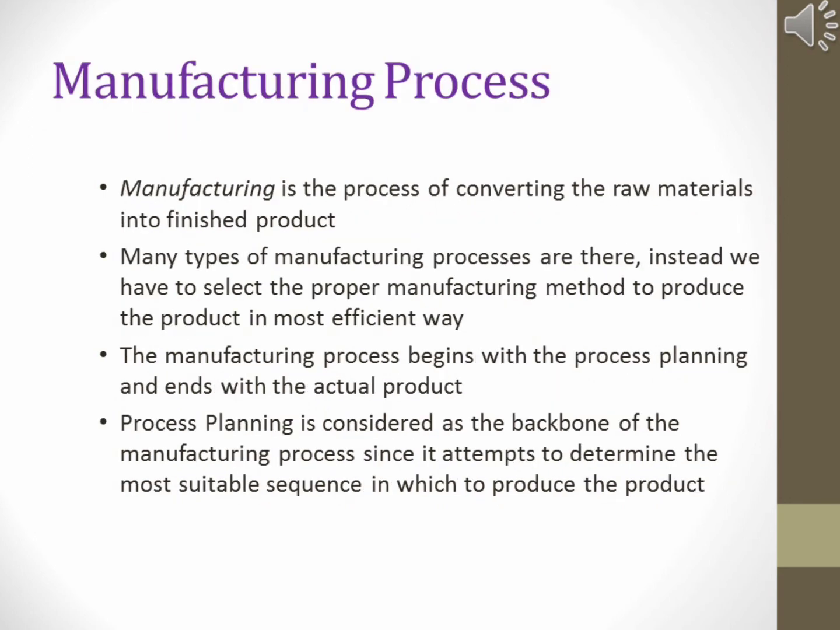Manufacturing process. Manufacturing is the process of converting raw materials into a finished product. Many types of production processes are there. We have studied many types of manufacturing processes in your previous semesters. Among them, we have to select the proper manufacturing method to produce the product in the most efficient way. The manufacturing process begins with process planning and ends with the actual product.